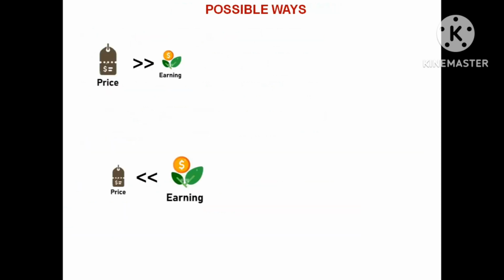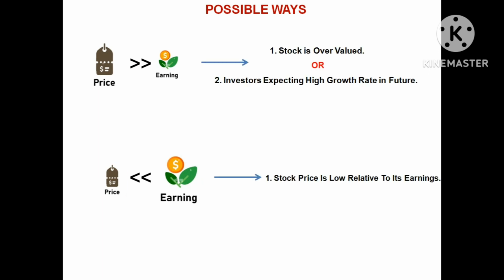And coming to the possible ways, based on the PE ratio formula, we have the price much greater than the earnings, or the earnings much greater than the price. If the price is much greater than the earnings, we can tell that the stock is overvalued, or investors are expecting that the stock will have a higher growth rate in future. If the earnings are much more than the price, the stock price is relatively low compared to its earnings.